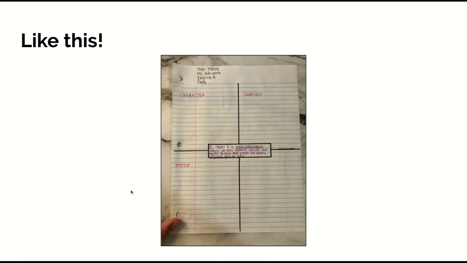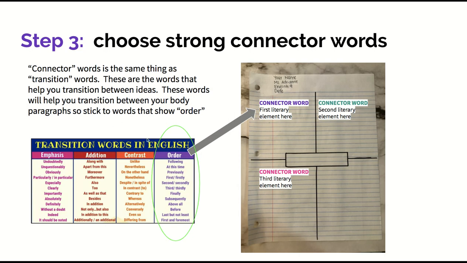Because step 3 is you're going to choose strong connector words. Sometimes teachers call them connector words, sometimes transition words or transition signals. They're all the same thing. They're words and phrases that help us move between ideas and transition between ideas. These words will help you transition between your body paragraphs.